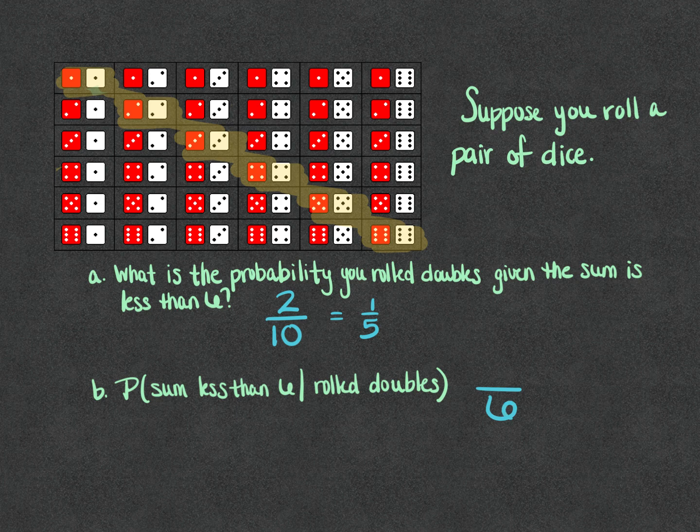Now, out of those that are highlighted, how many of them have a sum less than 6? Well, there's a sum of 2, a sum of 4, and then I have sums of 6 and greater, and so 2 out of 6, or 1/3, is the probability I would get a sum less than 6, given that I rolled doubles.